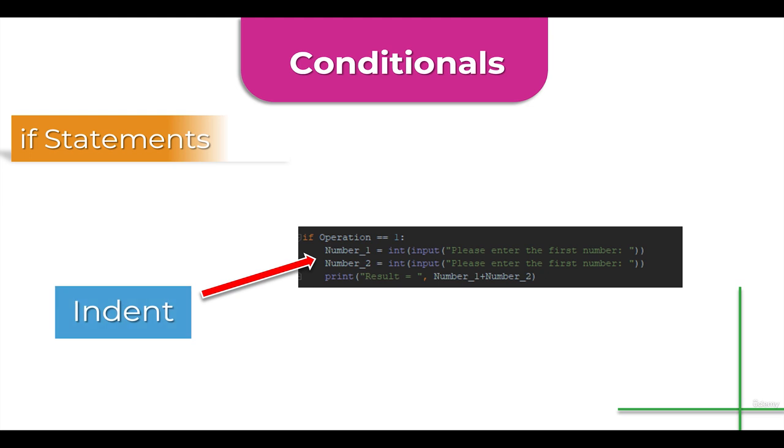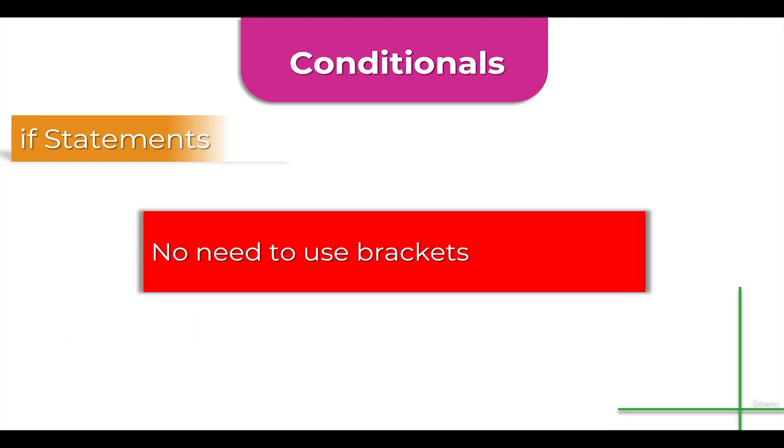So in Python, a block is defined by indents. Python relies on indentation, using whitespace, to define scope in the code. Other programming languages often use curly brackets for this purpose.